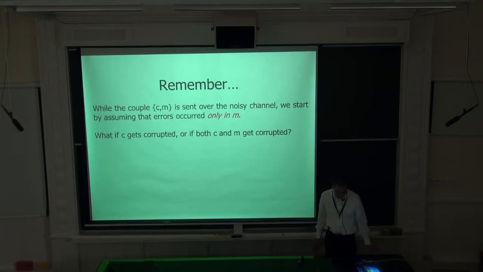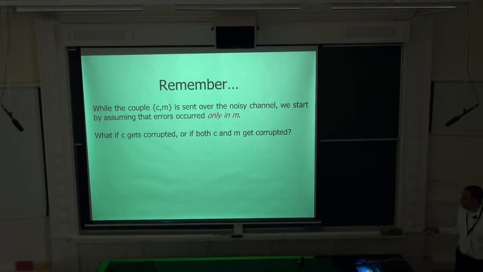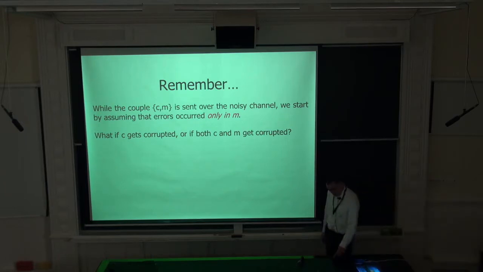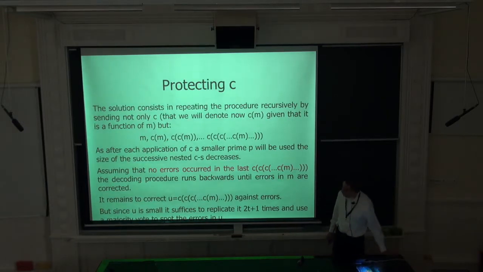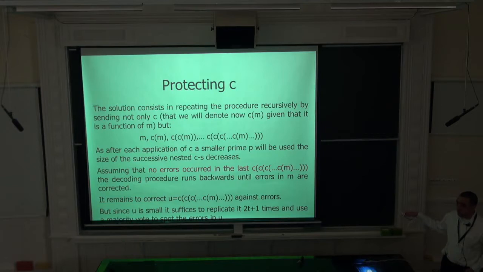Okay, so now remember that I had a debt for you. I told you there are no errors that hit C, but errors might hit C. So what happens if C gets corrupted, or even worse, I get an error in both C and M? Okay, so what I'm going to do here is something very curious. I'm going to apply this same scheme again and again and again.